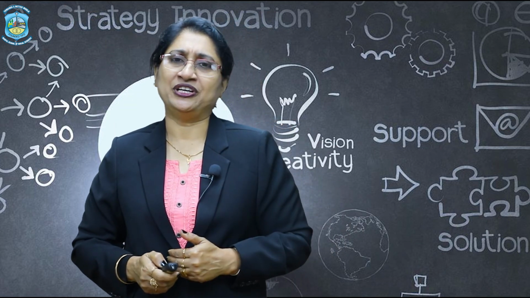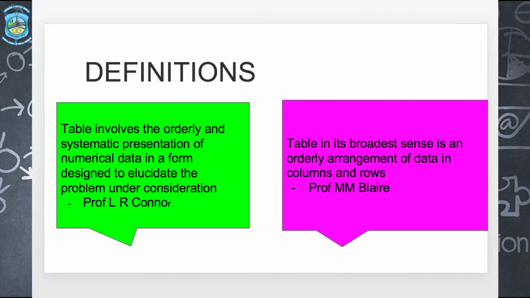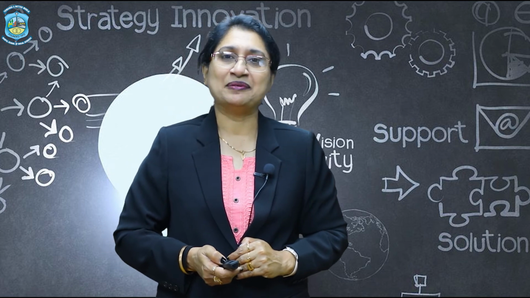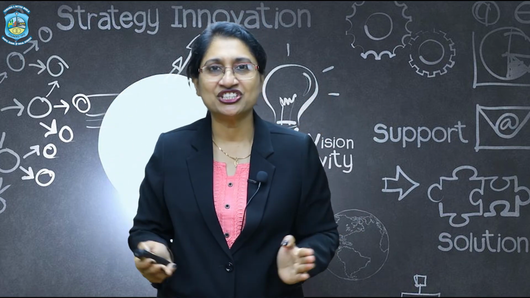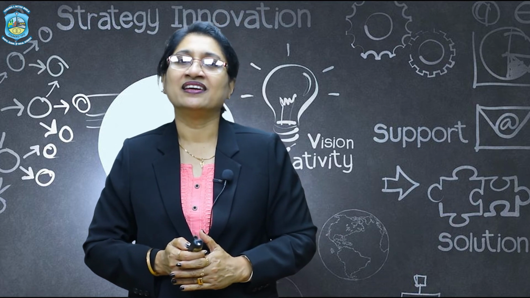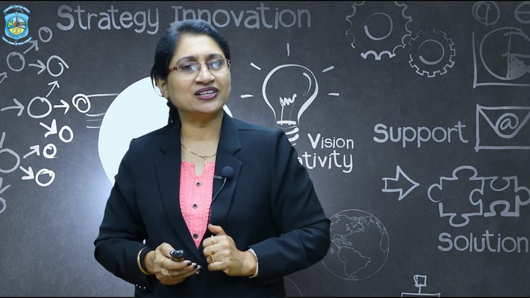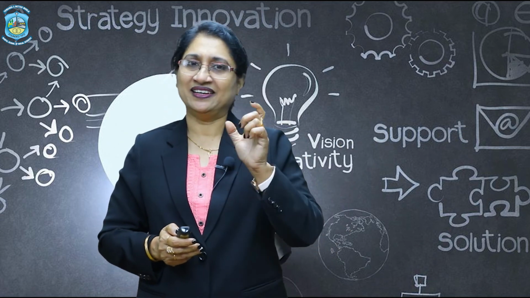Let us look at a few definitions. A table involves the orderly and systematic presentation of numerical data in a form designed to elucidate the problem under consideration, or a table in its broadest sense is an orderly arrangement of data in columns and rows. So, we learned that a table is a systematic organization and presentation of data in the form of rows and columns, where rows are the horizontal arrangements and columns are the vertical arrangements.